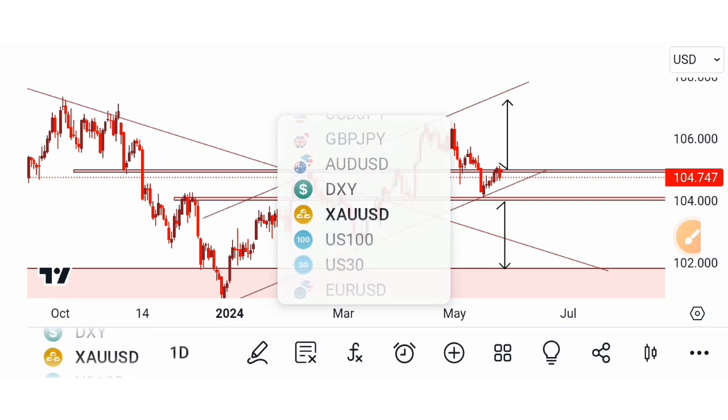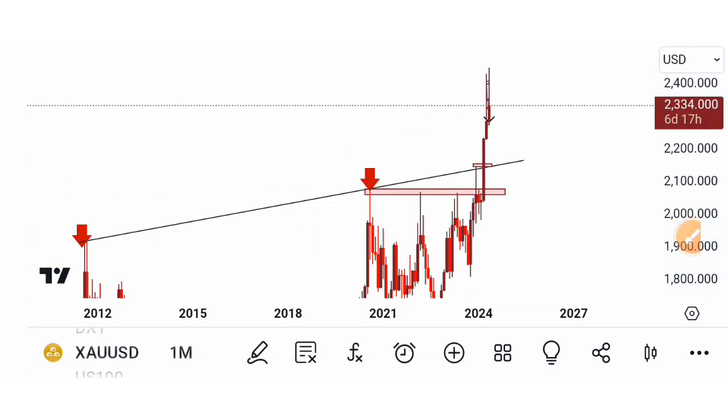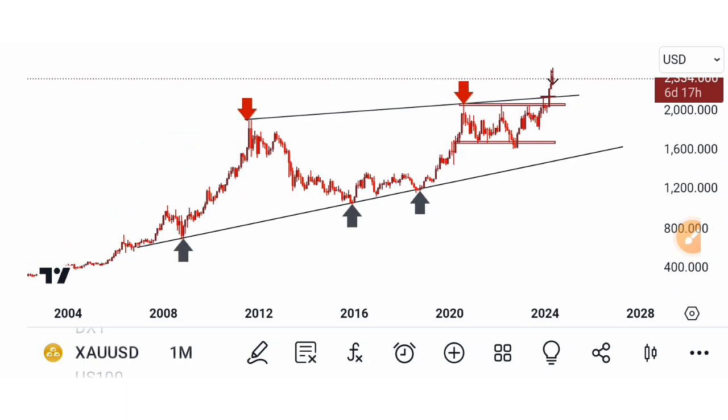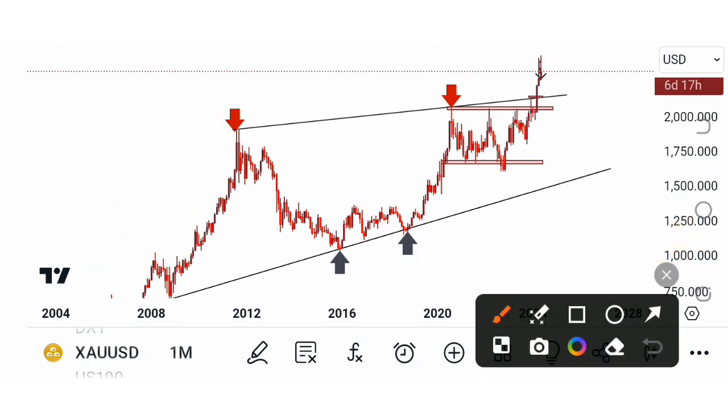Now moving on to the next instrument of the day, this is gold. Let's move to the higher time frame. I'm currently bullish on this particular instrument on the higher time frame, but I'm bearish on the smaller time frame, and you will see why in a very short while.